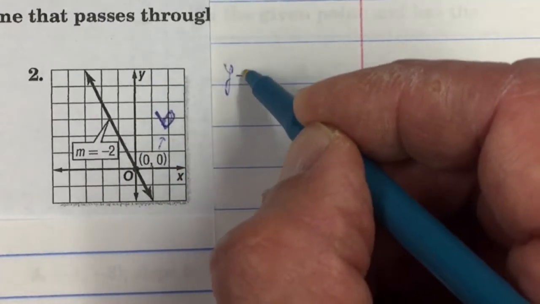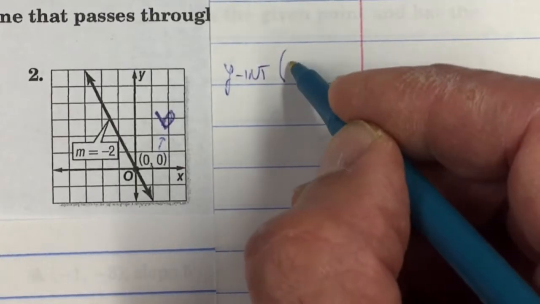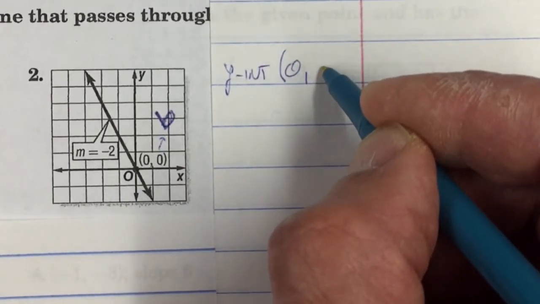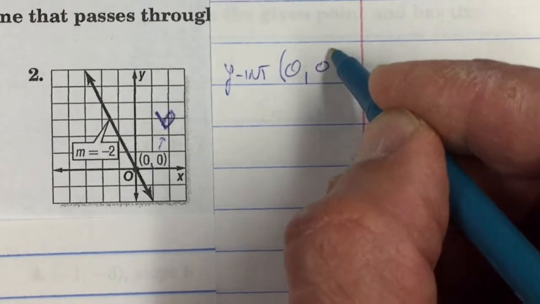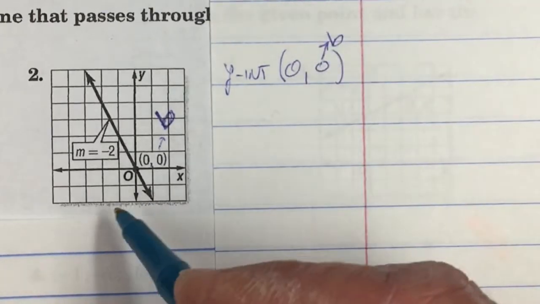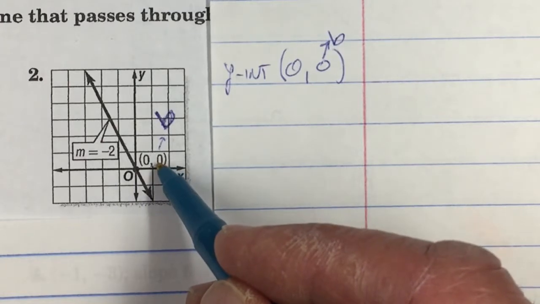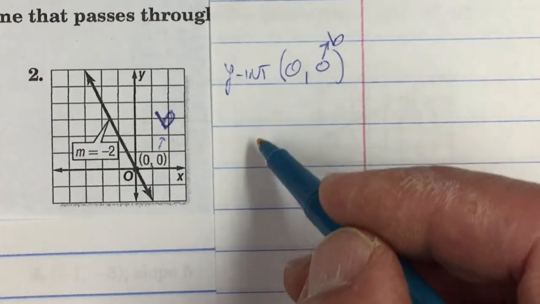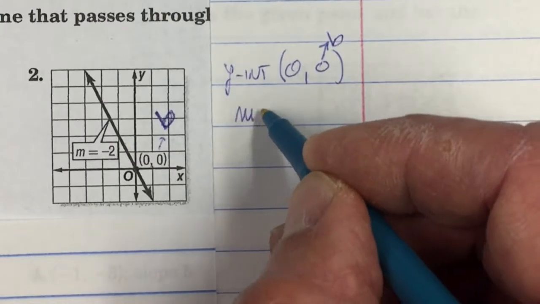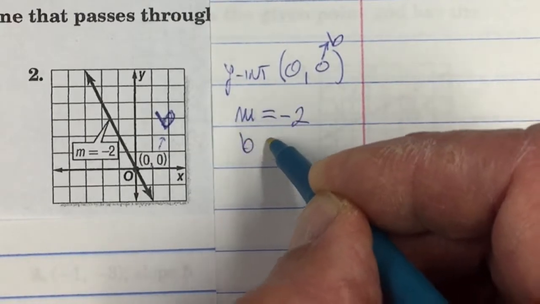Remember, the y-intercept is the point when x equals 0 and the other coordinate is a number. In this case, it's going to be 0. So my b is going to be 0 in this particular case. My y-intercept equals 0, okay? Now, since we have b, we don't need to find it. We have m equals -2, b equals 0.